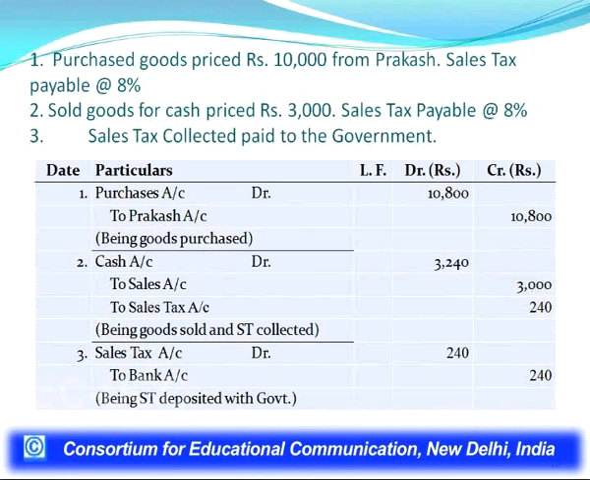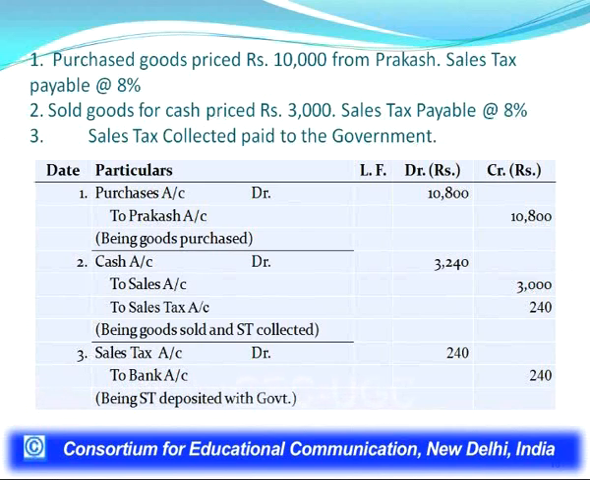We could see a few examples. Purchased goods priced rupees 10,000 from Prakash, sales tax payable at 8%. So, in this case we are the buyer. So, it is part of the cost of goods purchased.